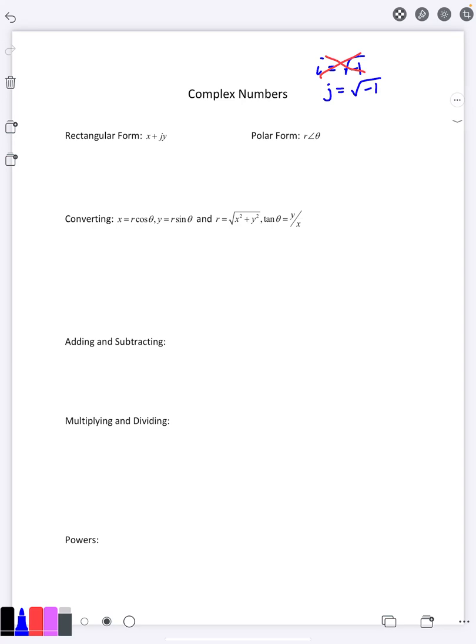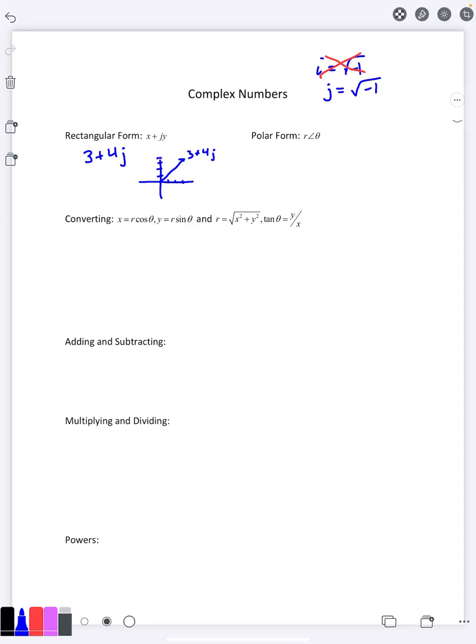Now, rectangular form and polar form are just different ways of writing our number down. For example, if I had the number written as 3 plus 4j, that just means that in the plane here, you go 3 right and 4 up. And that's the number 3 plus 4j. It's the way you're probably most used to writing complex numbers. And it's perfectly fine to write them that way, but we'll see why the polar form is also useful.